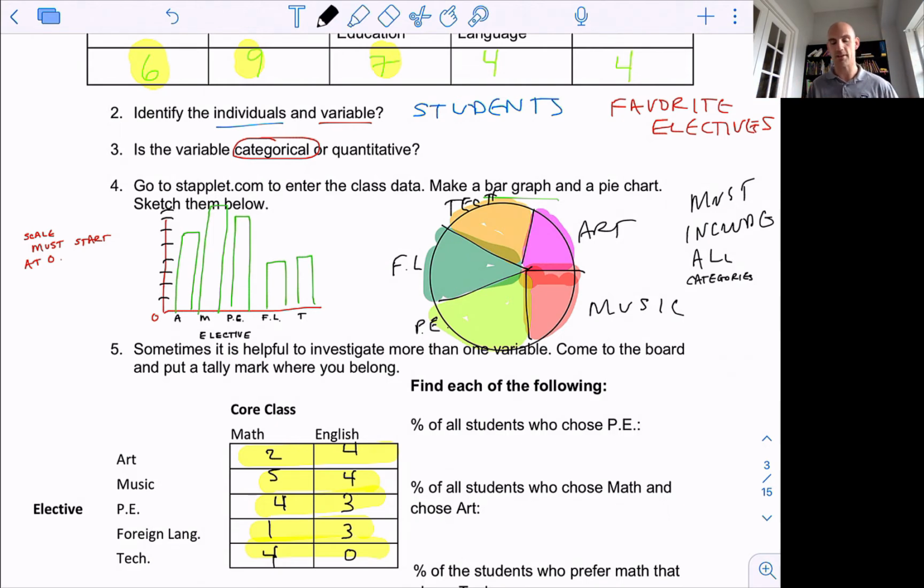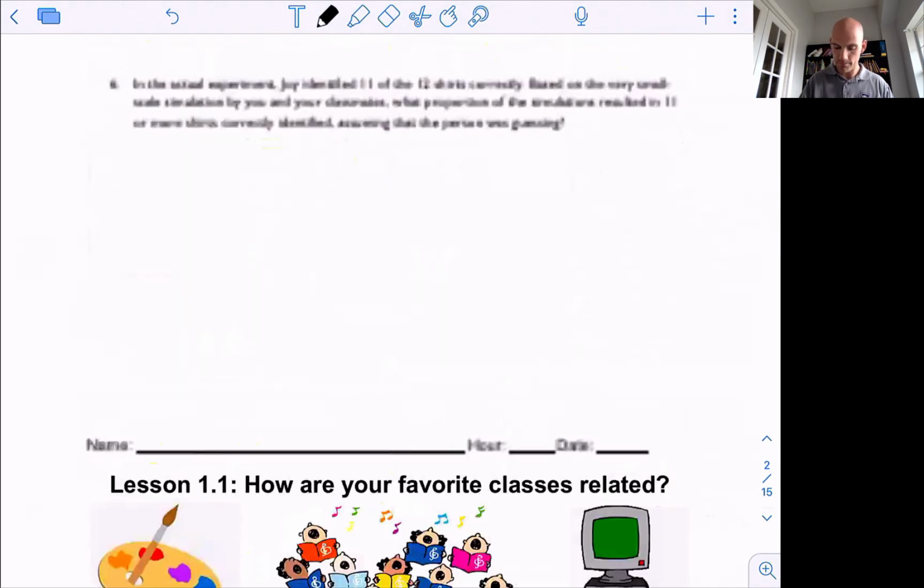So then we start to ask questions like this. What is the percentage of all students who chose PE? Okay, the percentage of all students that chose PE. So I need to know what my total is. So 6 plus 9 is 15. 15 plus 7 is 22. 22 plus 8 would be 30. So there's 30 total students, and 7 of them chose PE. Now that doesn't give me a percent, so I want to convert that to a percent. So 7 divided by 30, that is about 23%, or equal to 0.233, etc.